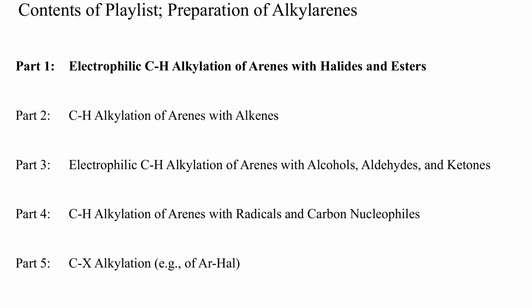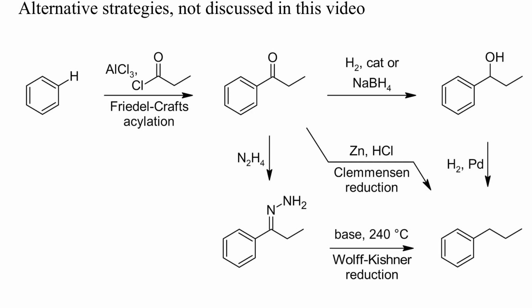Thus, most videos of this playlist are about the alkylation of arenes by substitution of hydrogen. There are many more ways to prepare alkylarenes. One important strategy, which I am not going to discuss in this playlist, is Friedel-Crafts acylation, followed by reduction. Aryl ketones can be reduced to alkanes by catalytic hydrogenation, with zinc and hydrochloric acid, or by strong heating with hydrazine and bases. Ketones can also be converted into tertiary alcohols by reaction with polar organometallics, and then reduced to alkanes.